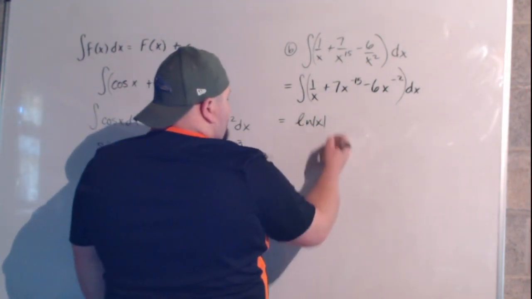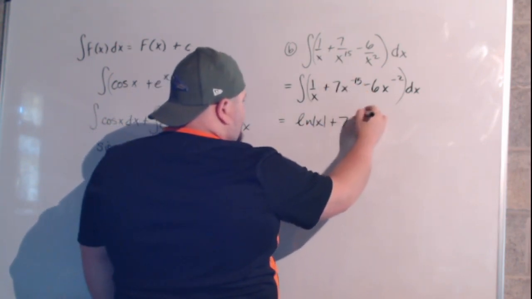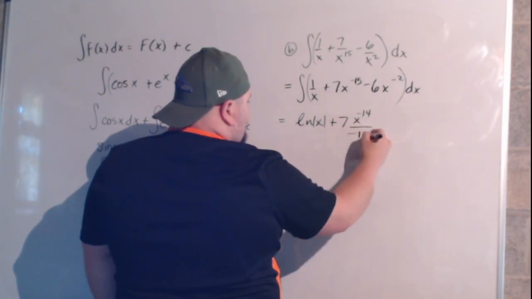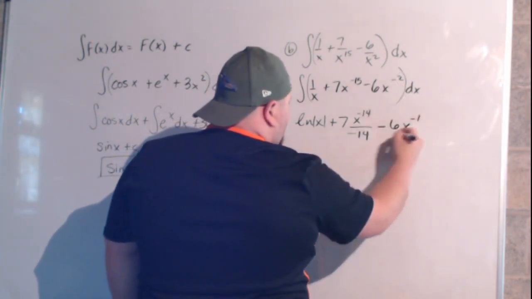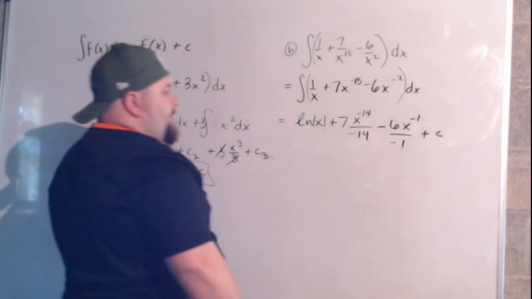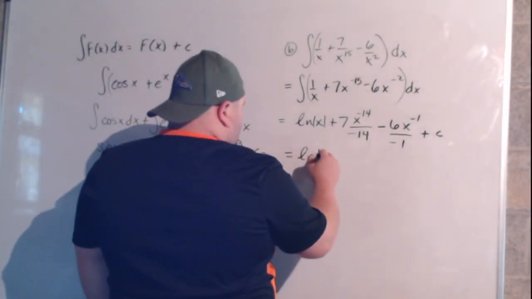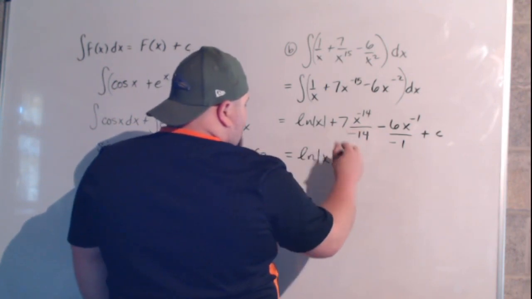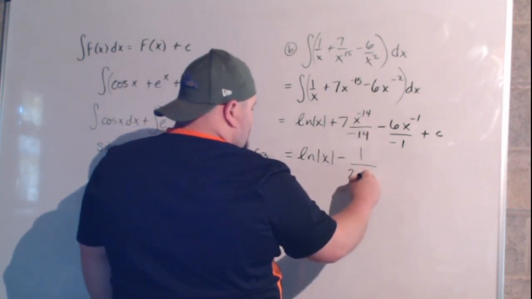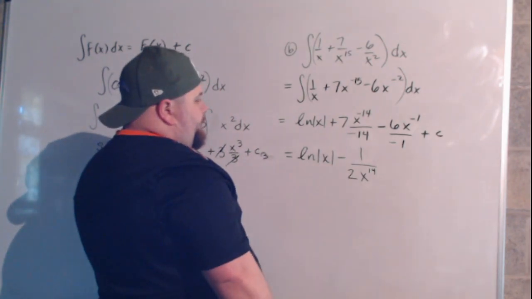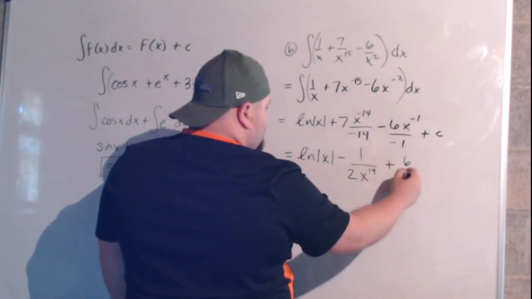So this is natural log. I add 1 to the power and divide by the number. And then same thing here. Add 1, divide by the number, and then plus c. So let's simplify. 7 over negative 14 is minus 1/2, but I'm going to put this back in the denominator. Negative and negative makes this positive. 6 stays on top. That x goes back in the denominator.